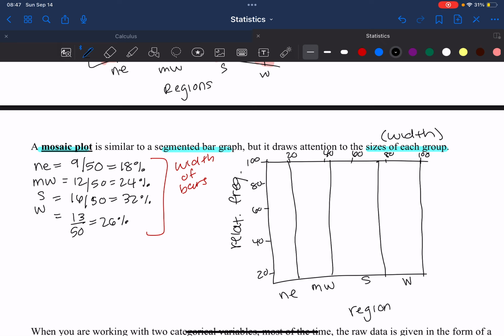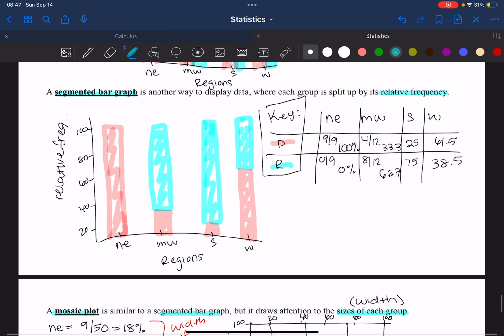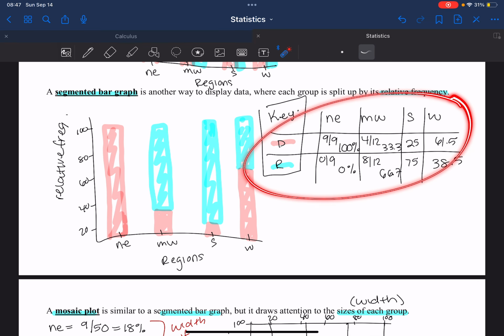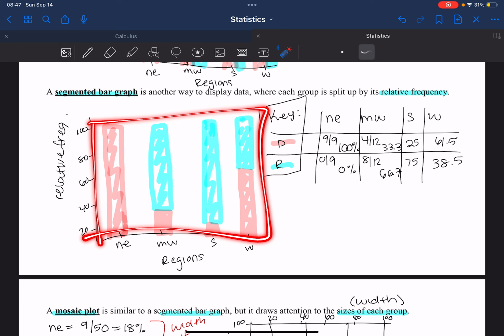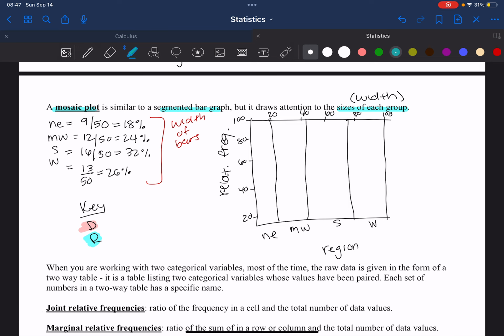And then using the same key I did before, so Democratic and Republican, Democrat, pink, Republican, blue. Okay, I'm using these values here, which means that each of my bars should look like this. Okay, so drawing that out, starting with Democrat. Democrat was the full 100%.